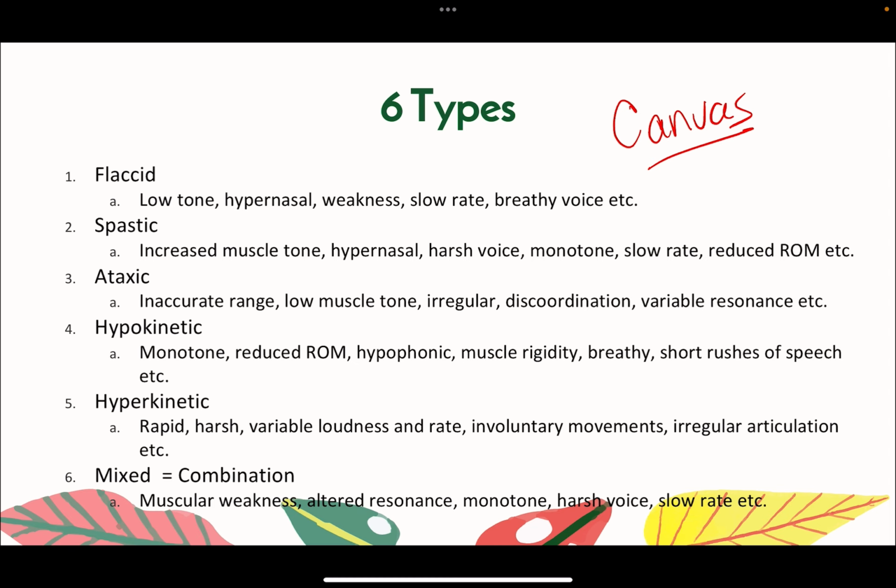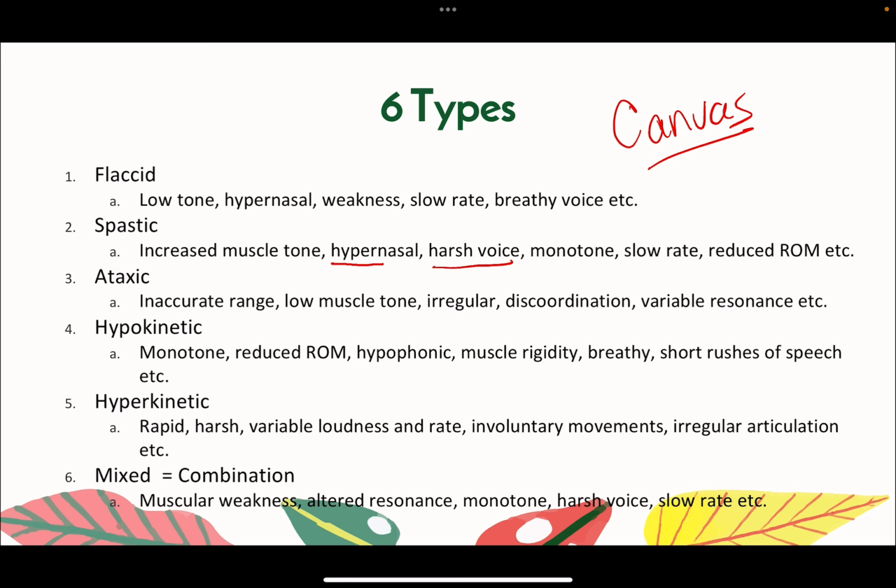Spastic, I want you to think of like a spaz, like really hyper, really intense. So we're hypernasal. So notice the difference, hypernasal. And we're going to have that really harsh voice. It's going to be increased muscle tone, so everything's really, really tense. That's why we're thinking like a spaz, so tense, so tense. Everything is tensed up. So that's going to be our hypernasality. And then we're going to have that tension.